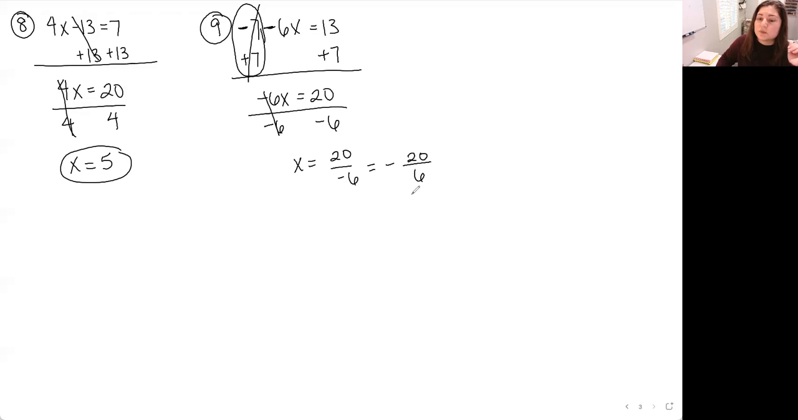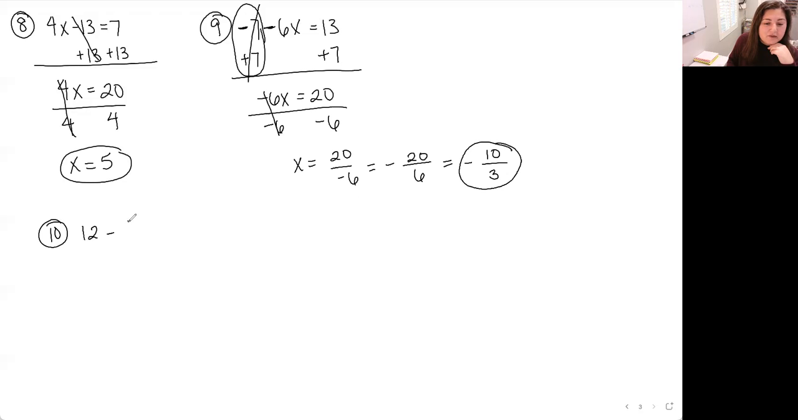Sometimes when tests are multiple choice, you might see both options. Both options are correct. The other piece is we still have to simplify it. Now I know 6 doesn't go into 20 evenly, but I know that 2 goes into both of these evenly. So I'm just going to simplify by dividing top and bottom by 2 and getting -10 over 3. Okay, let's take a look at this last problem, problem 10.